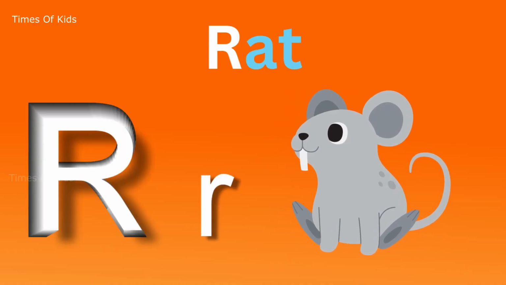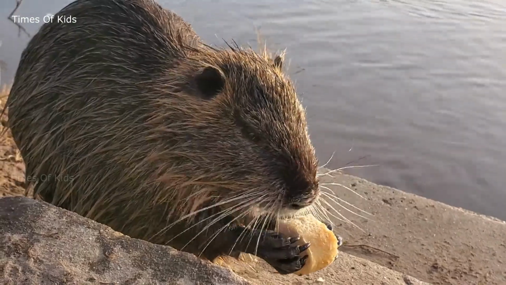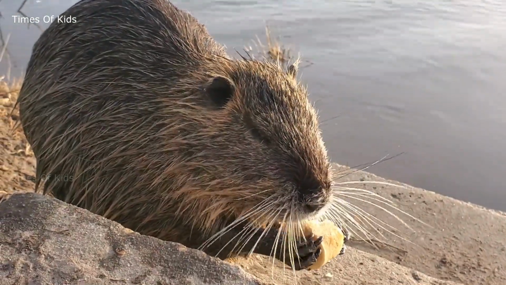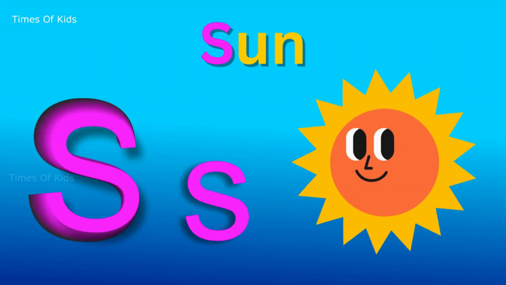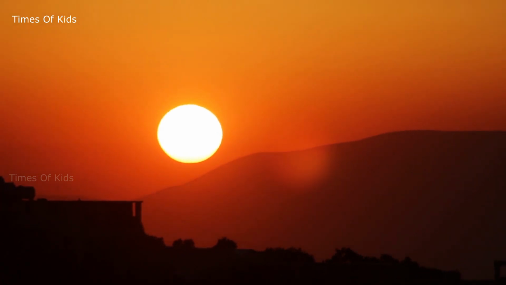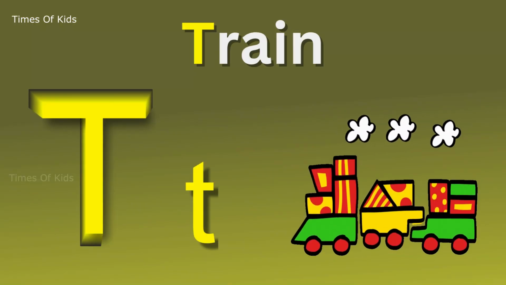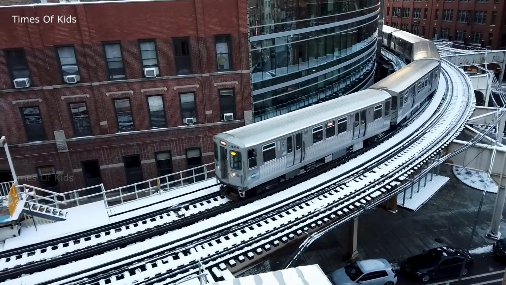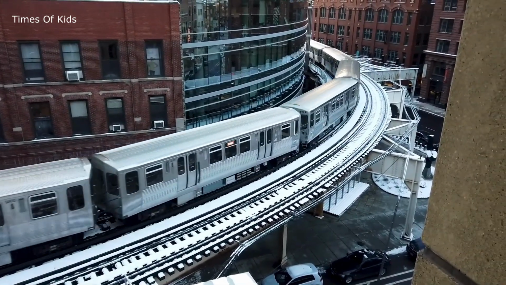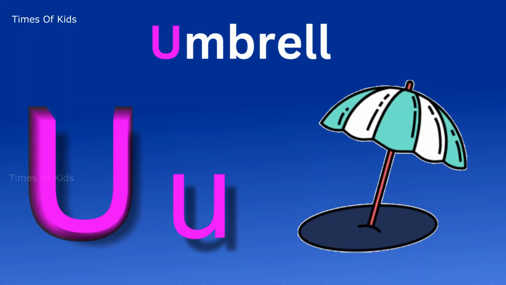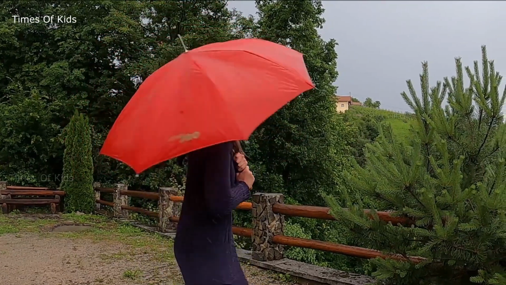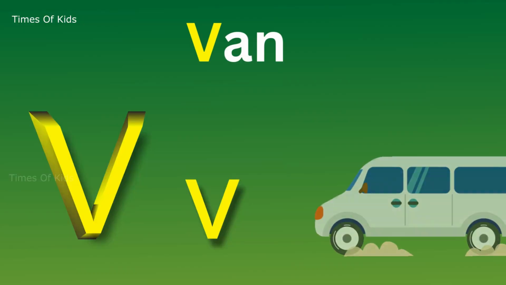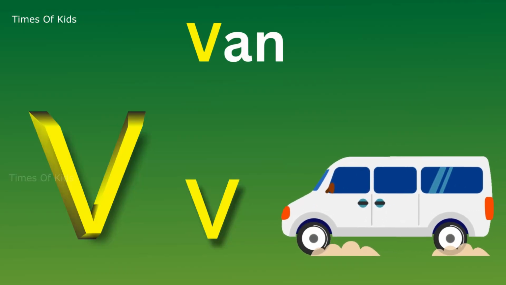R for red. S for sun. T for train. U for umbrella. V for van.